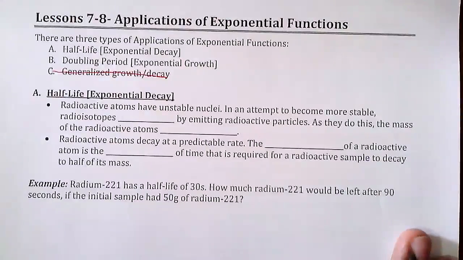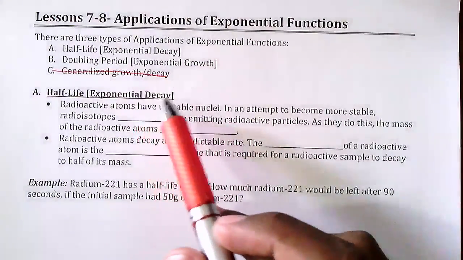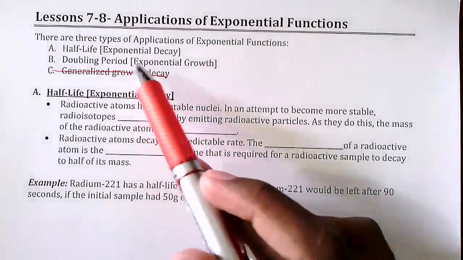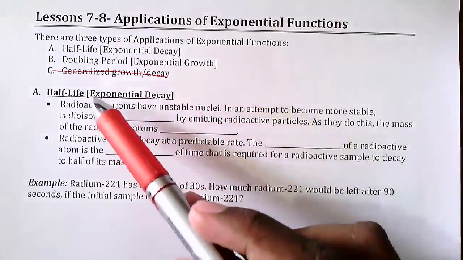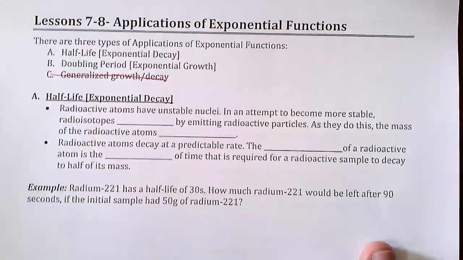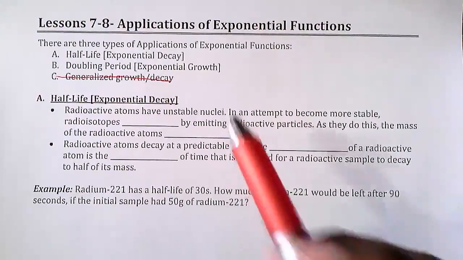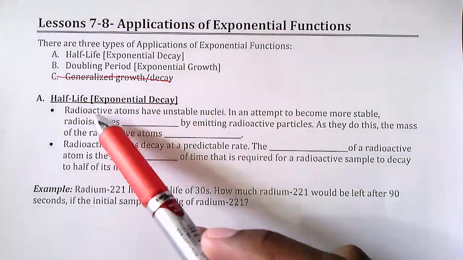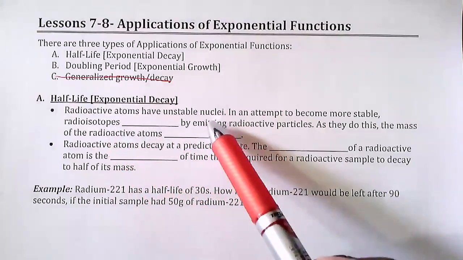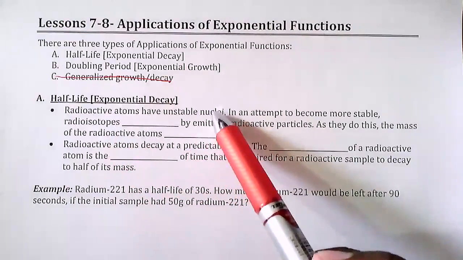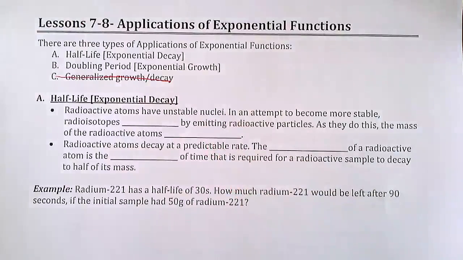So we're going to look at 2 specific examples: half-life, which is exponential decay, as well as doubling period, which is exponential growth. So what is half-life? If you took chemistry, this should be a review. If you haven't, let's learn it for the first time. Radioactive atoms have unstable nuclei. So remember the nucleus. Every atom has a nucleus. That's where the mass of the atom is. It houses the neutrons as well as the protons.